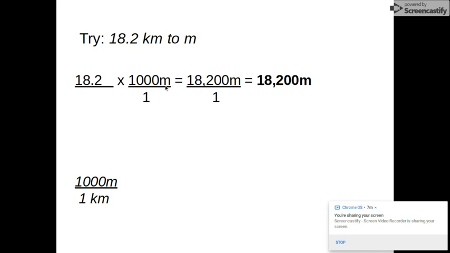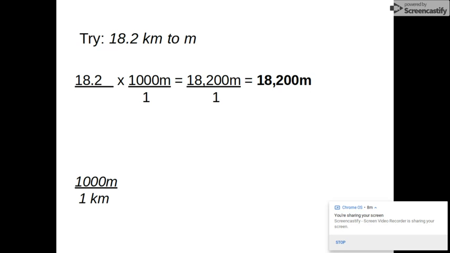Once we have the proper units here, meters, we can multiply straight across. 18.2 times 1,000 gets us 18,200 meters, and then 1 on the bottom is just 1. 18,200 meters over 1 reduces to 18,200 meters. So what is 18.2 kilometers in meters? Well, 18,200. Hopefully that makes sense.